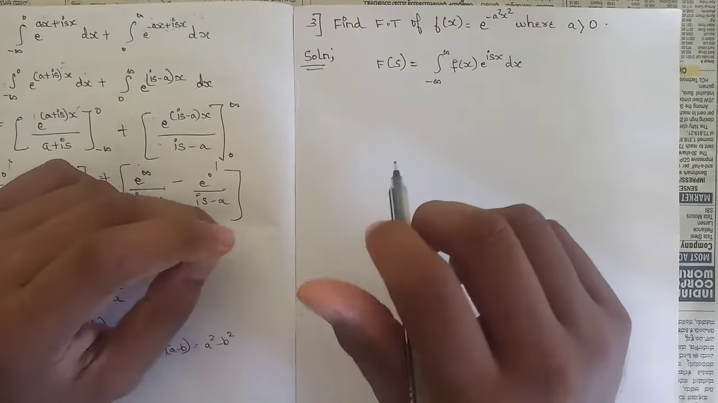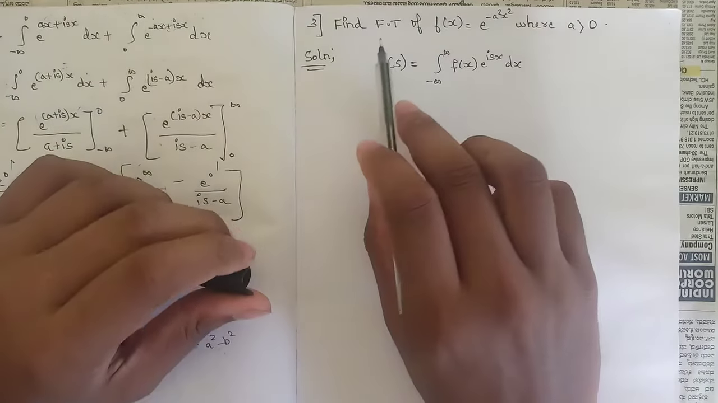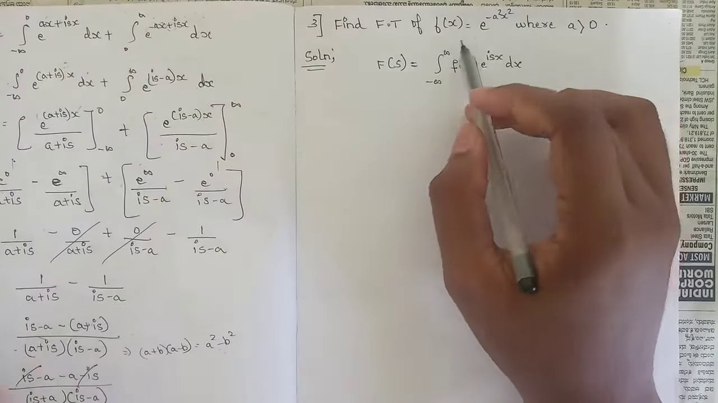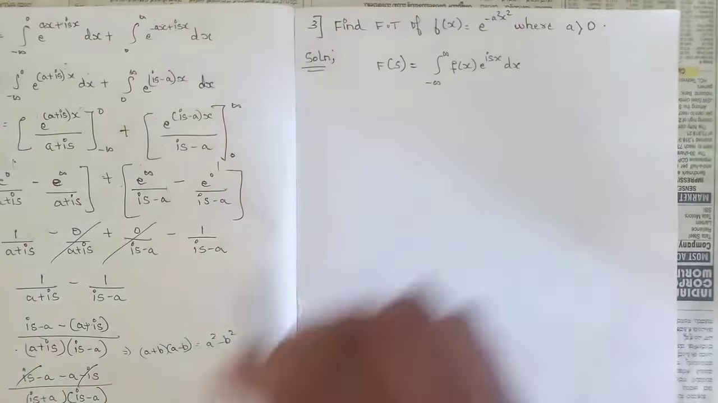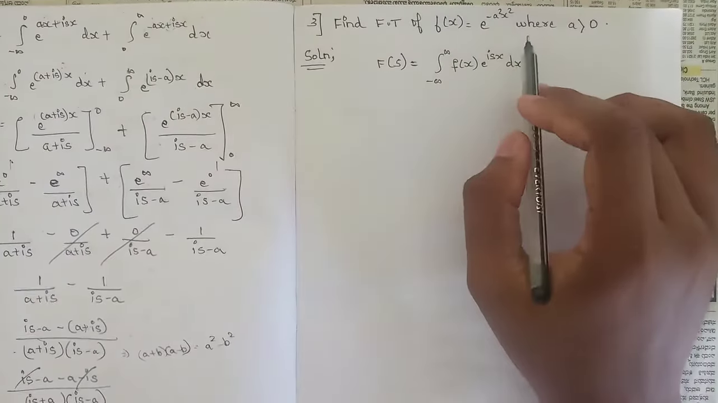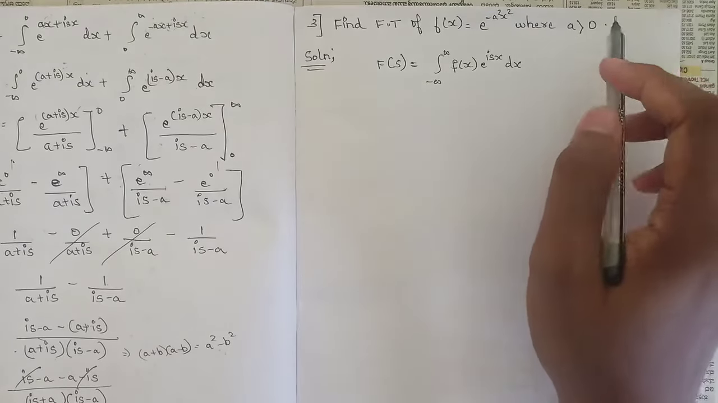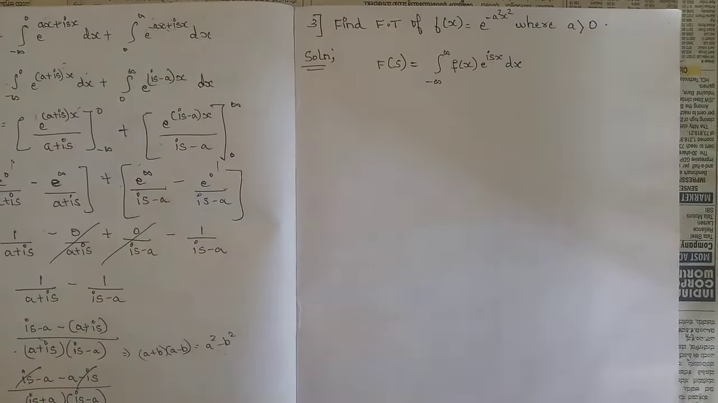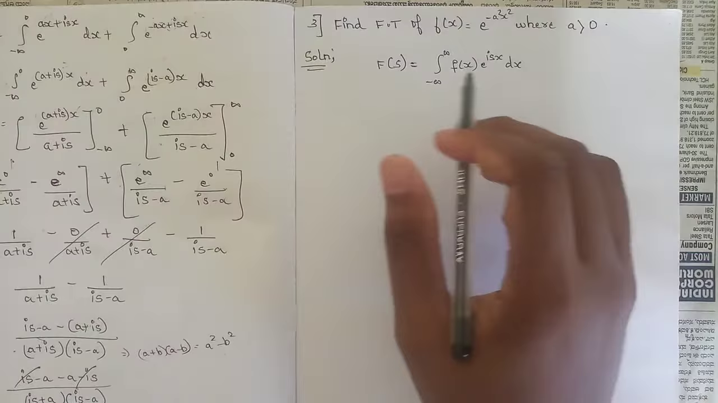That's the first question of this session: find the Fourier transform of f of x is equal to e to the power minus a square x square, where a is greater than 0. Also we can say that a is a positive constant. Okay, so let's get to the solution part.